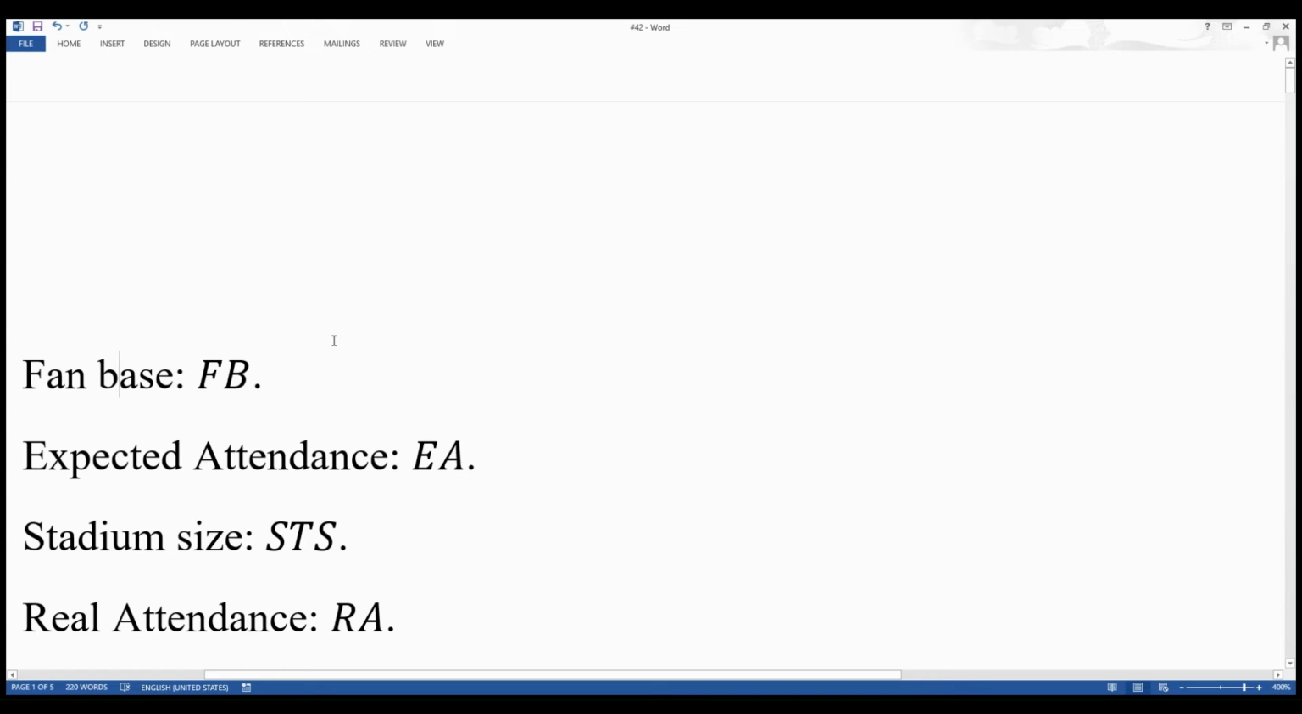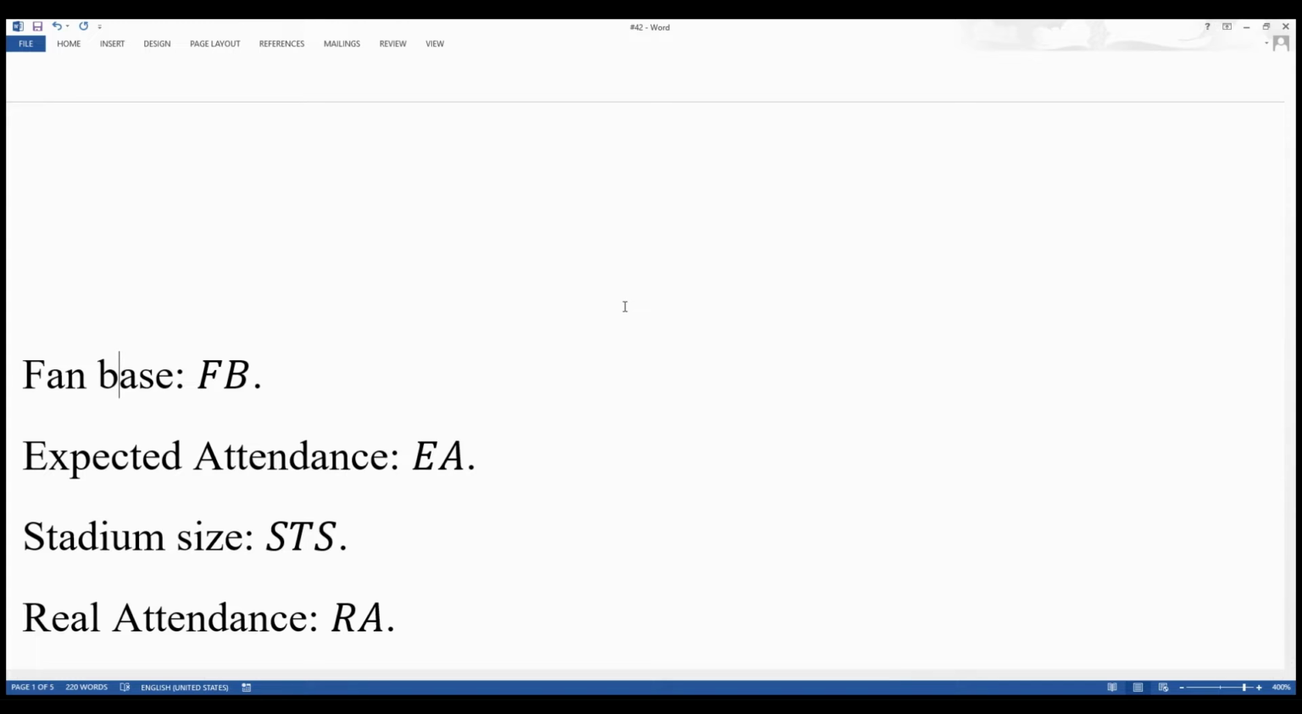To start the analysis, we need to define some variables, which are the fan base, which corresponds to the number of supporters you have at the moment, the expected attendance, which I will show you how to calculate very soon, your stadium size, and the real attendance. I'm defining these variables so that I don't need to repeat these big names all the time. Then I will use these variables.